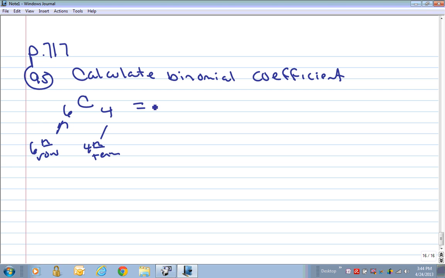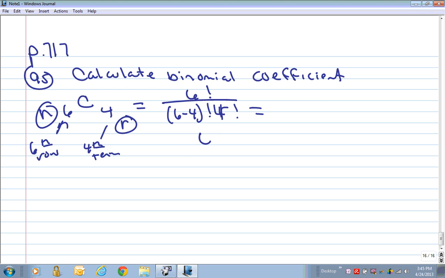But let's just use the formula. The formula is n factorial, and remember the 6 is going to be our n and the 4 is going to be our r. So it's n factorial, or 6 factorial in this case, over n minus r, or 6 minus 4 factorial, times r, or 4 in this case, factorial. All right, remember how we did this? We've done this a few times. If not, you can go back and look at the video for this. Let's simplify this: it would be 6 factorial over 6 minus 4, which is 2 factorial, times 4 factorial.